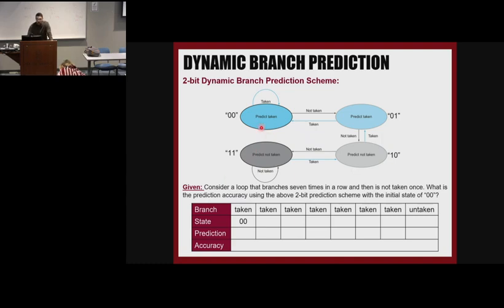But how do we go from one state to another state? If we are at the state 00, and at this stage we predict that the branch should be taken.